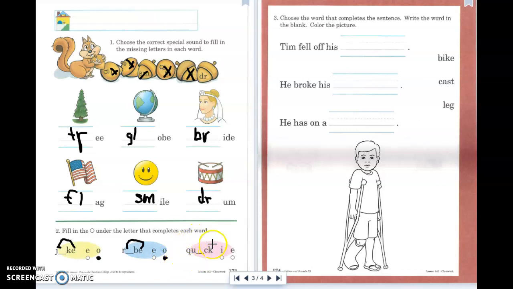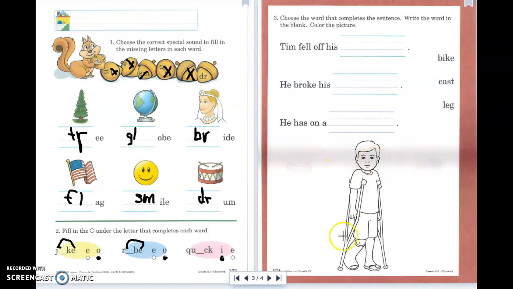Here, I only have one vowel. I have the Q and the U, which we know you'll never find a Q without a U. So those two go together and they say qu. Then I only have one vowel, so this vowel is going to say its short sound. And then I have the CK at the end. I know the rule with the CK at the end is that it comes after a short vowel sound. So is this going to be queek or quick? Well, to me, quick makes much more sense, so I'm going to choose the I.